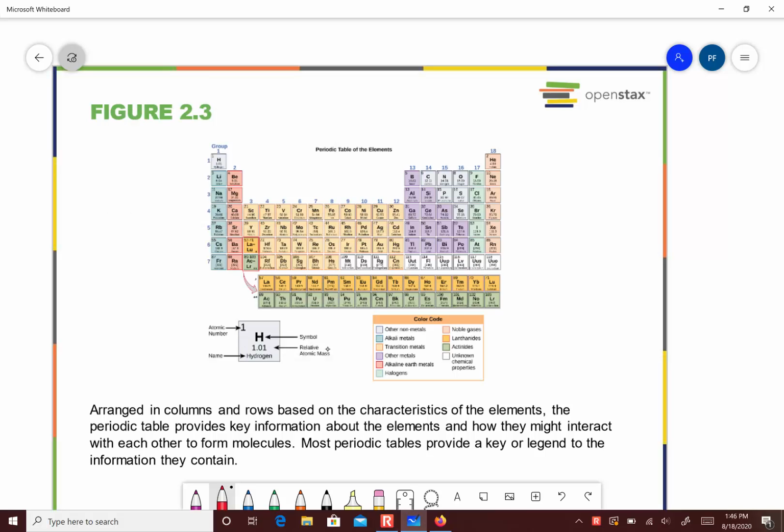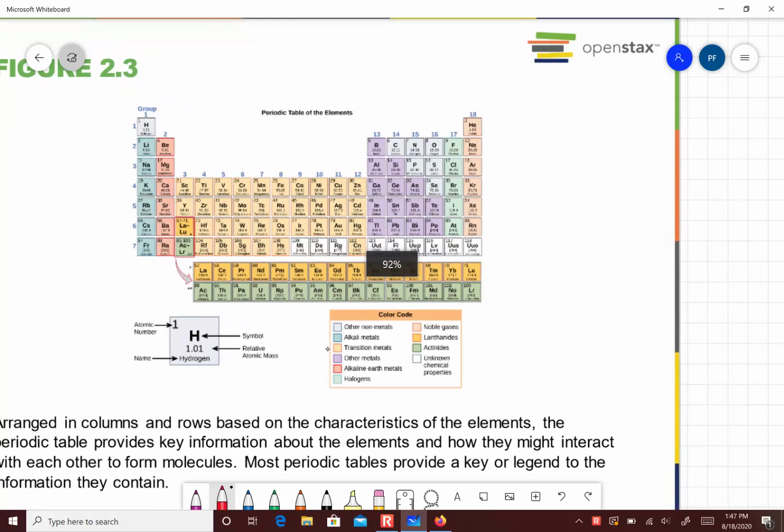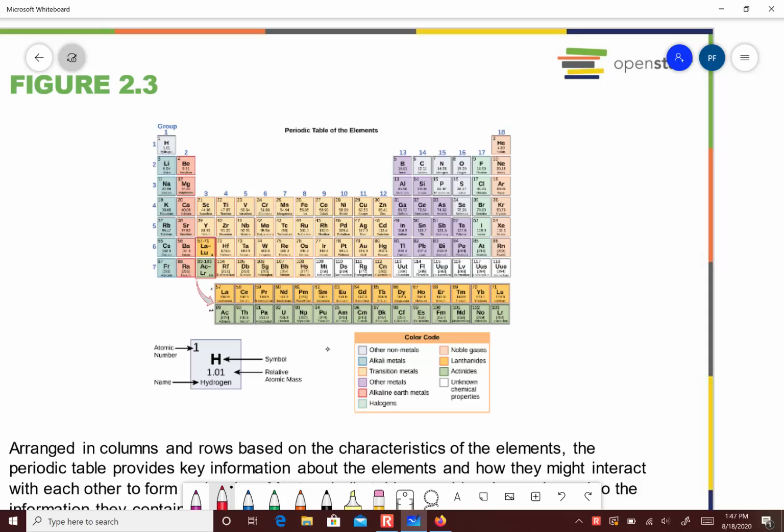Hi class. In this lecture video, we're going to look at different kinds of chemical elements. So what we're looking at here is figure 2.3 from your text. And I want to be able to see all of this here in the beginning of my lecture video, so I don't have it zoomed in real close, but this is the periodic table of elements.